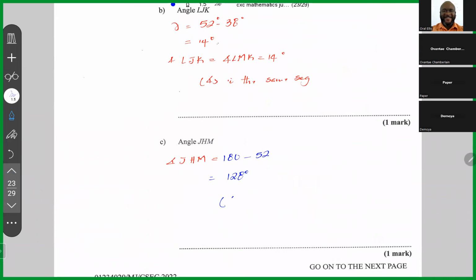They're opposite angles of a cyclic quadrilateral. All right.